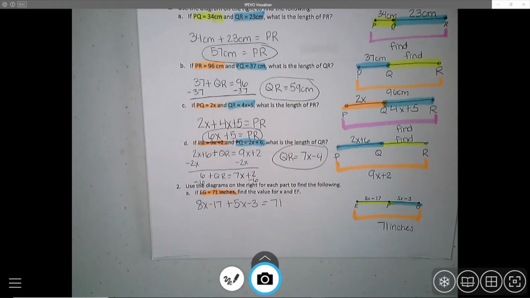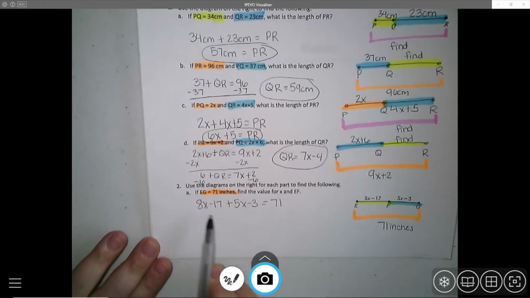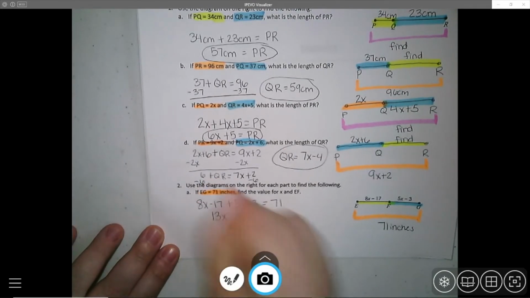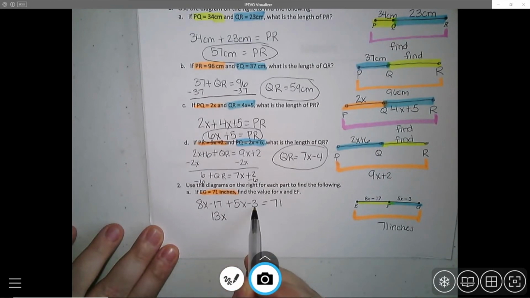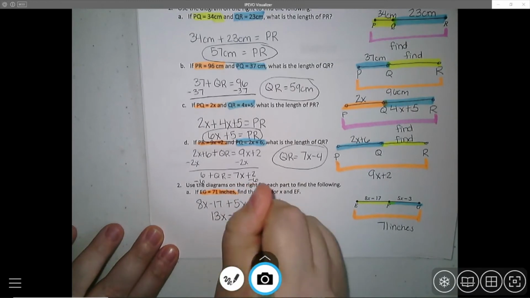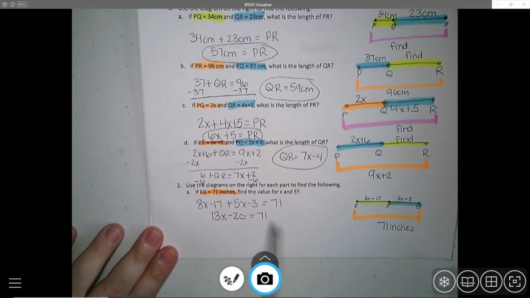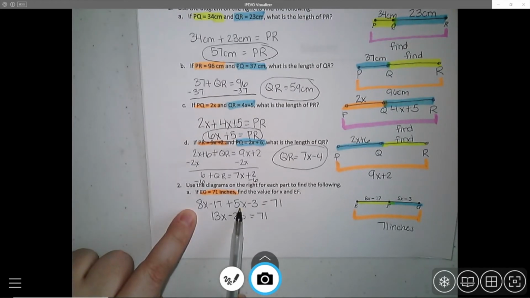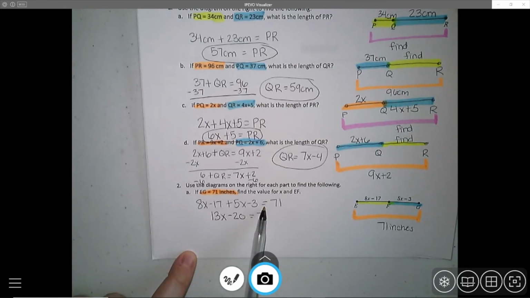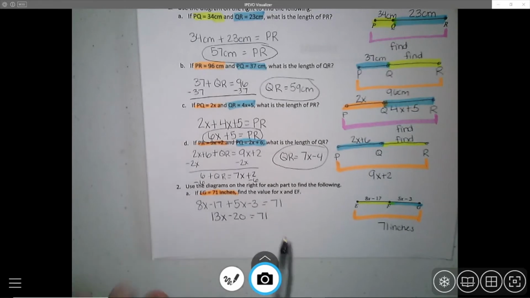We're combining like terms to solve for x. We're going back to our linear expressions, which we talked about at the end with factoring. Okay, 8x and 5x becomes 13x. Negative 17 and a negative 3 becomes a negative 20, equals 71. Unless you're crossing the equal sign, remember, you're not changing the signs. That's why the 8 and the 5 both stayed positive and the 17 and the 3 both stayed negative. You only change the sign when you cross the equal sign.